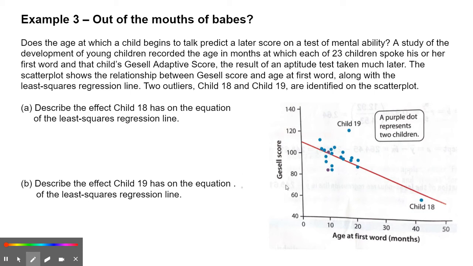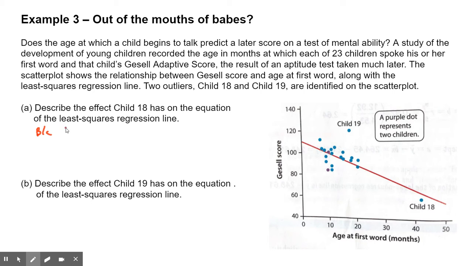So we see this as a negative association. We would have a negative regression line. Here's most of the data, but you have this child 19 right above the data, and you have this child 18 off to the side. So it says, describe the effect child 18 has on the equation of the least squares regression line. Well, in your activity, I think you talked about points that are horizontally away versus points that are more vertically away. Child 18 is horizontally away from the data, and it's below the regression line. So we're going to say the following, and hopefully this is your outcome from the activity.